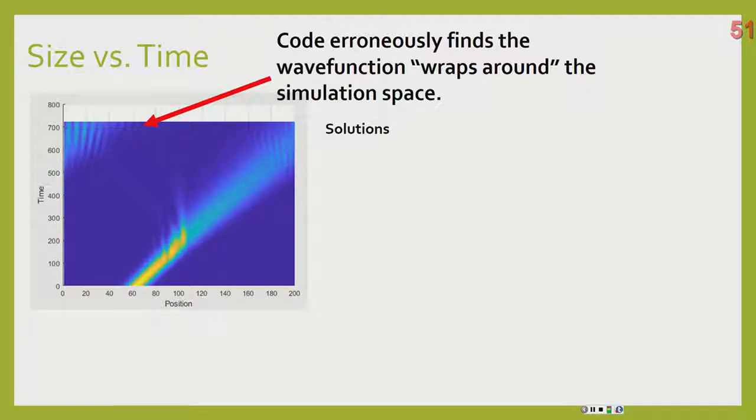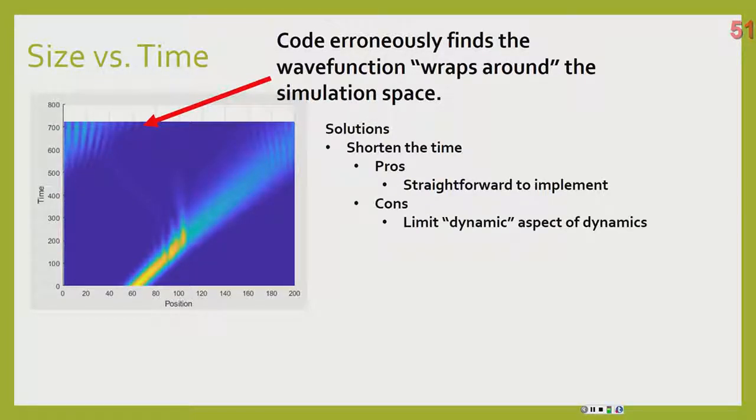And so there are two solutions. We can shorten the time of the simulation. The pro of that is it's straightforward to implement. The code really likes you changing the amount of time that the simulation goes, but the con is that it limits the dynamic part of the dynamics. It's dynamics, we want to see how it evolves in time. And if we cut short the time, then what's the point of doing dynamics?